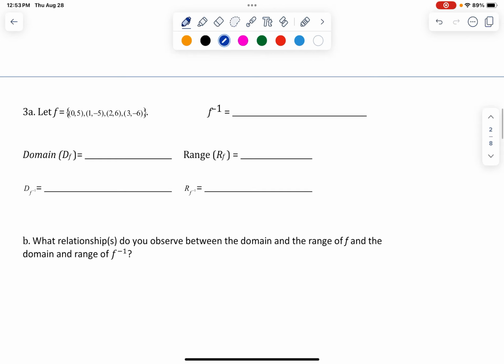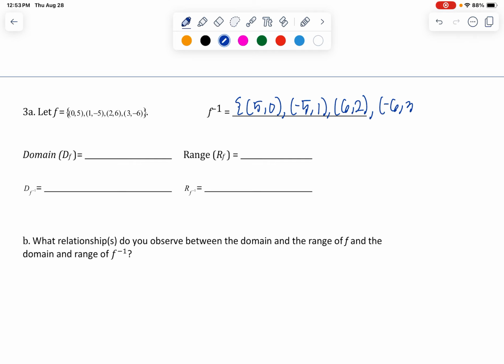All right, 3a here, let's go ahead and find the inverse, switch x and y. So we have (5, 0), (-5, 1), (6, 2), and (-6, 3). All right, so this one is a function. F inverse is a function. If you look, every input has exactly one output. I also want the domain of f, okay? So the domain of f, remember when we were writing domain, we were writing it from smallest x value to biggest x value with no repeats. So 0, 1, 2, 3.